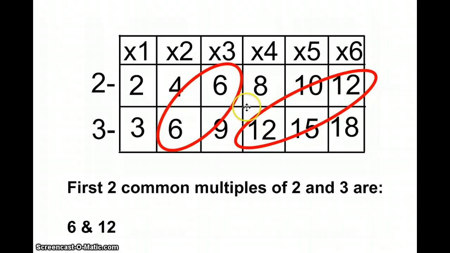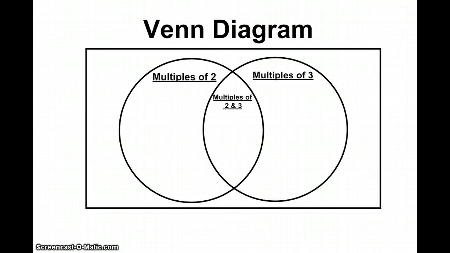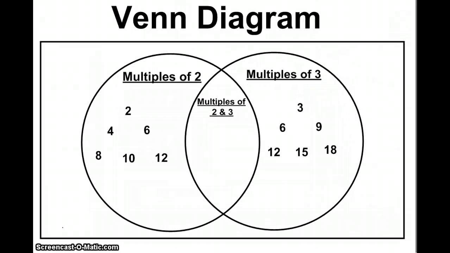Now I would like to talk to you about the second strategy of finding common multiples of any given number. The second strategy for finding common multiples of any numbers is also using a Venn diagram. So in our example, we're working with 2 and 3. So in this circle, I would list all the multiples of 2, and in this circle, I would list all the multiples of 3, as I've done here.